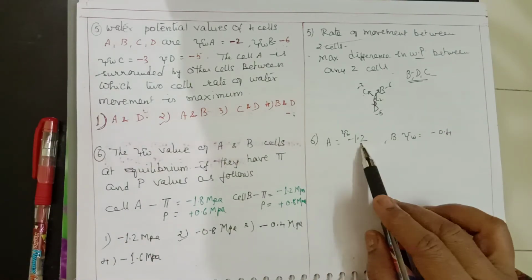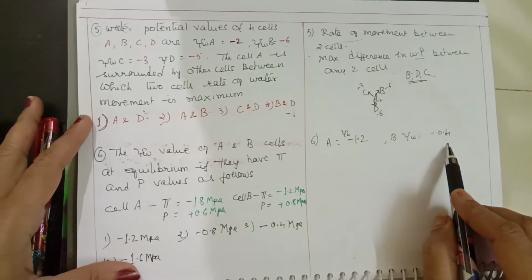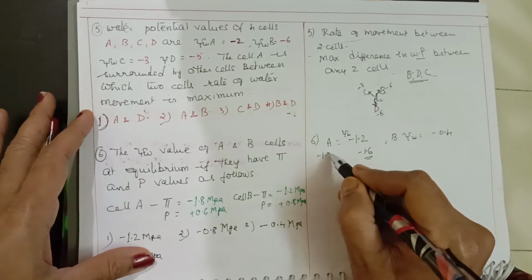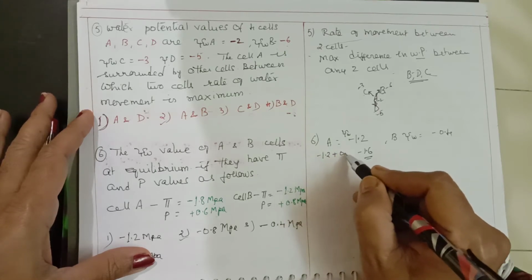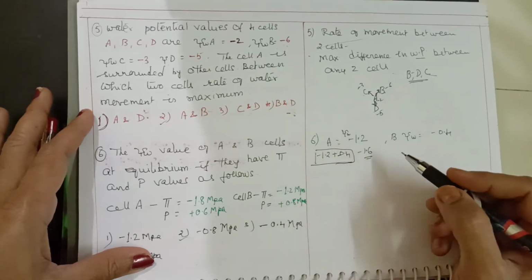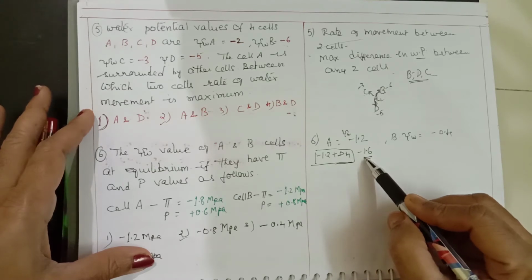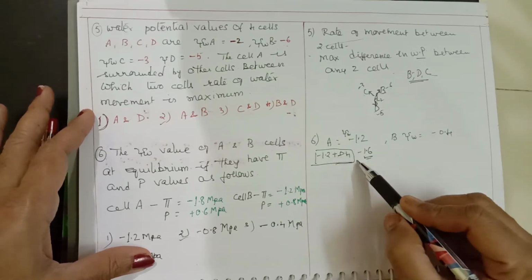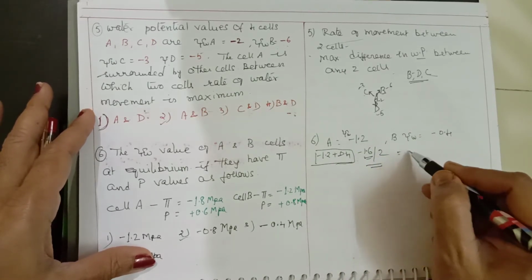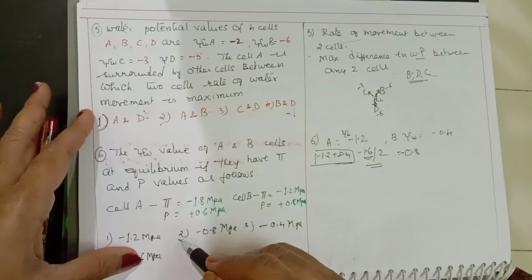Now at equilibrium, we have to find the average of these two. We add minus 1.2 plus minus 0.4. It is not exactly mathematical addition, but you add numerically, and the sign should always be negative. So here we get minus 1.6 after adding these. Then for the average, we divide by 2, so we get minus 0.8. So the answer will be the second option.